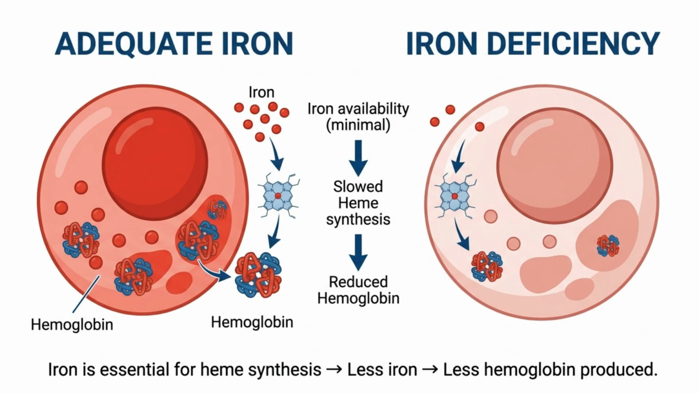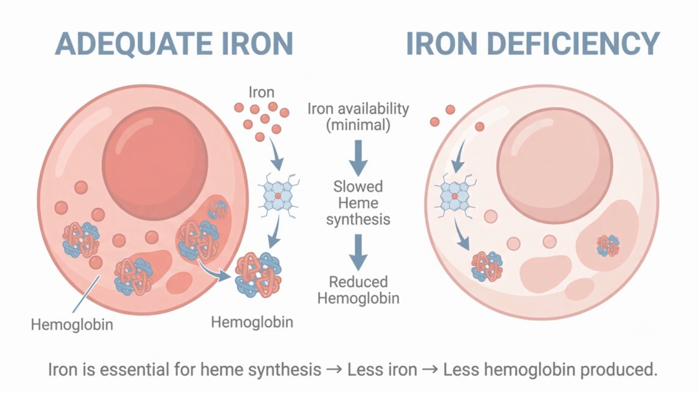Iron is an essential component of heme, which combines with globin chains to form hemoglobin. Without sufficient iron, heme synthesis slows, leading to reduced hemoglobin production. This decrease in hemoglobin synthesis is the primary abnormality in iron deficiency.